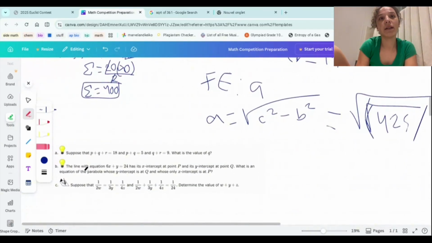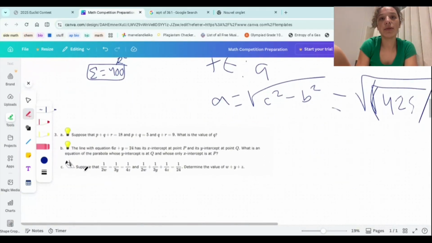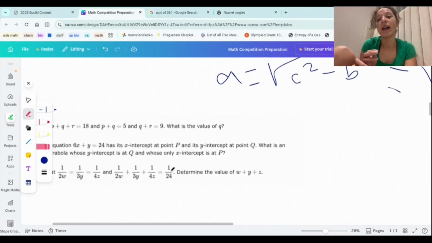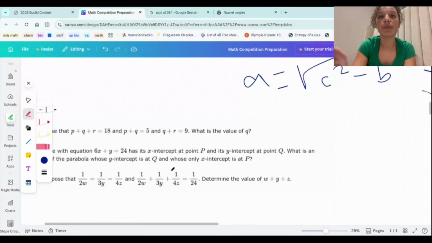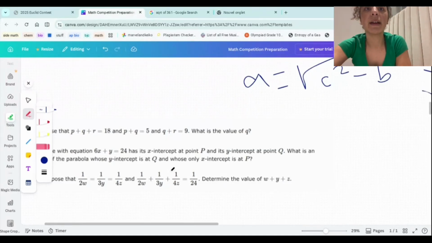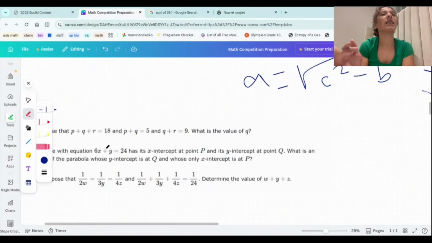Nice. Okay, moving on to question 3. So I have, suppose that P plus Q plus R is equal to 18 and P plus Q is equal to 5 and Q plus R is equal to 9. What is the value of Q? Okay, so for this one, it's fairly straightforward. It's an elimination problem, not a substitution.